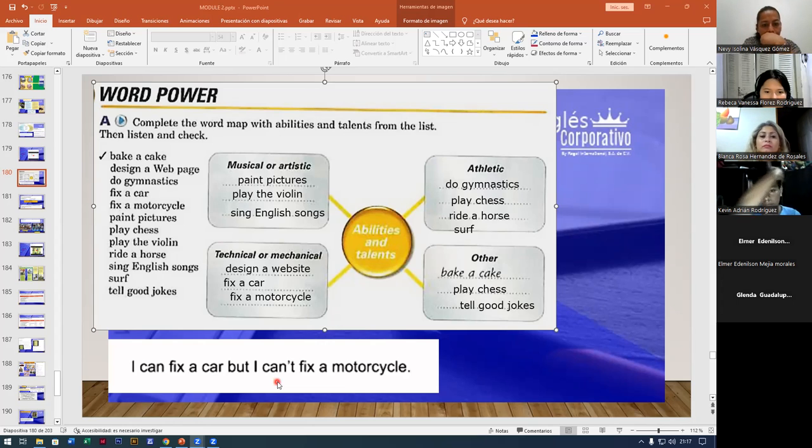I can... Veamos. Tiene que ser con las que están ahí, perdón. From this, correct. Select from these abilities and talents. Okay. I can bake a cake, but I can't fix a car. Very good job. Nice. Thank you, Rebecca. Select another one, please.